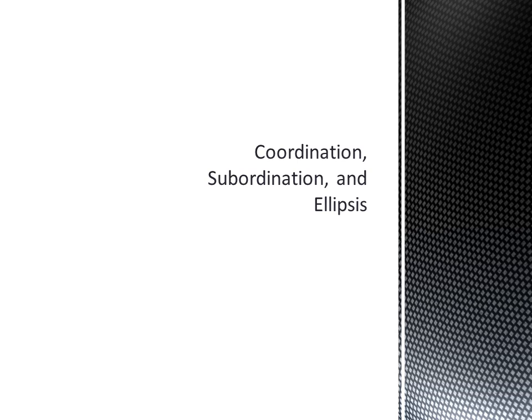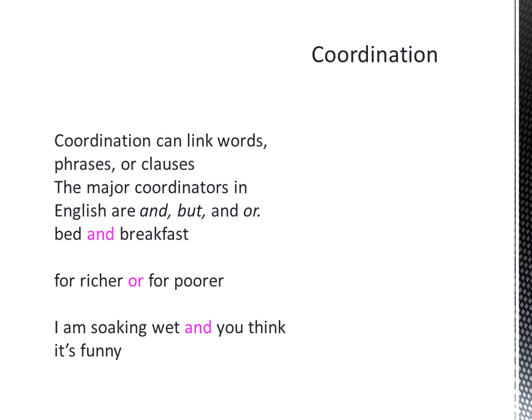Okay, but now we're moving on to chapter 8 in our book, and we're looking at coordination, subordination, and ellipsis. And so we're going back to what we were looking at in an earlier chapter on clauses. And this, I think, is such critical stuff. It can feel a little overwhelming, but don't worry, you'll get it. So let's talk about coordination.